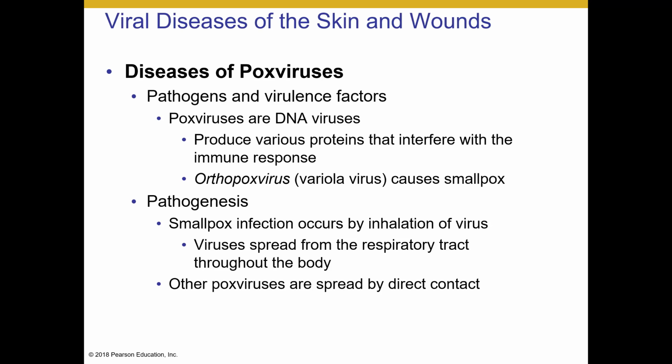Poxviruses are DNA viruses that produce proteins interfering with the immune response. Smallpox infection begins when the virus is inhaled. It first infects the respiratory tract and then spreads through the bloodstream to the skin. The skin lesions are the result of viral replication in dermal cells and the immune response to infected cells.